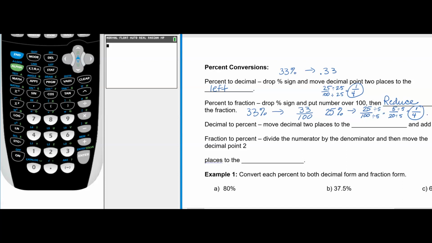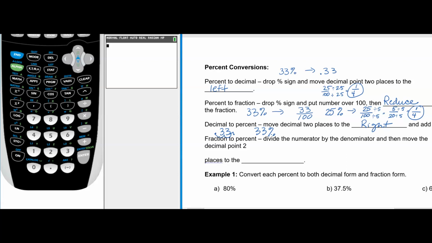You just want to make sure that you keep reducing, you keep dividing both numerator and denominator by the common factor until you can't do it anymore. Okay, next, decimal to percent. So let's say we have our 0.33, that's our decimal. In order to convert that to percent, you're going to move your decimal 2 places to the right. So now we're just going backwards, okay, and add a percent sign. So I'm just going to move it 2 spots to the right, and I've got 33%, okay?